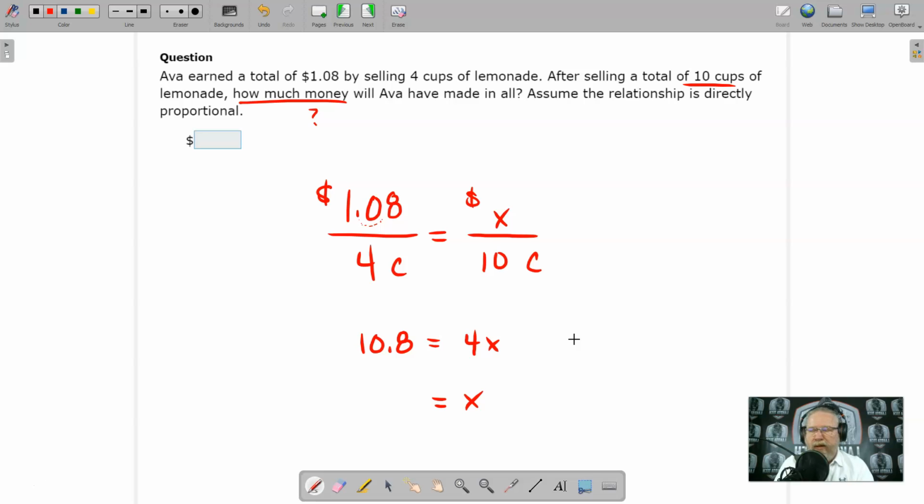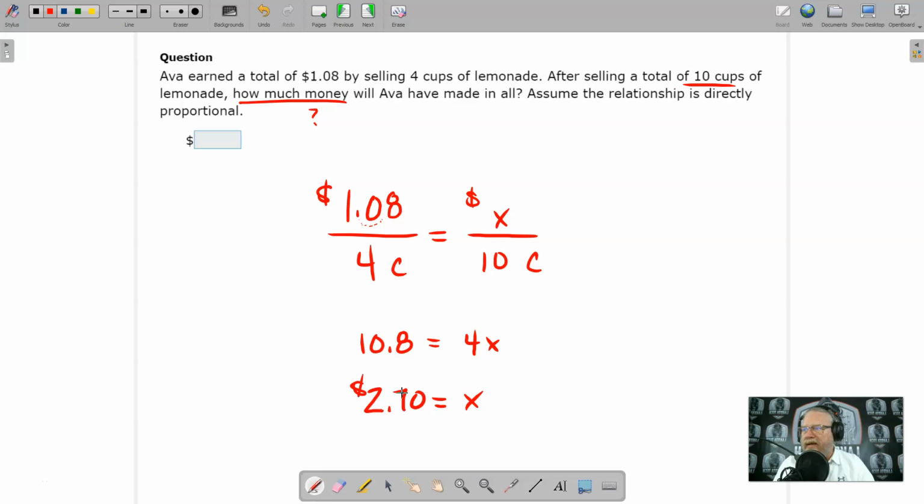1.08 times 10 is 10.8. Going to divide that by 4. And indeed it is $2.70. 2.7, throw the 0 on the end.